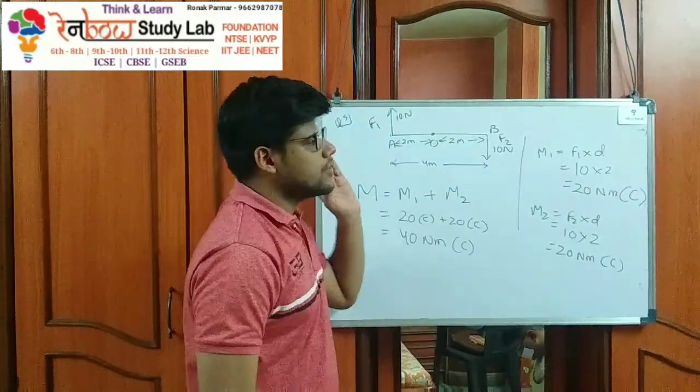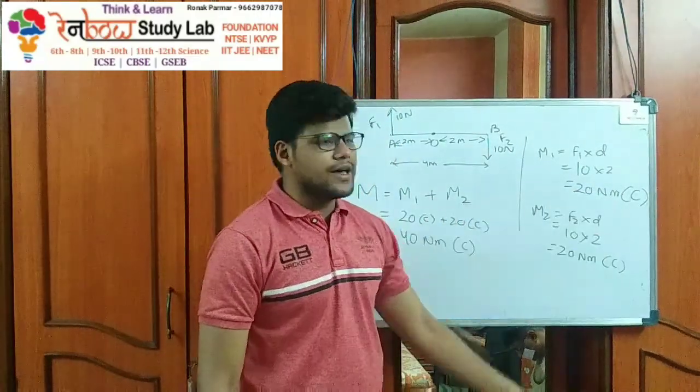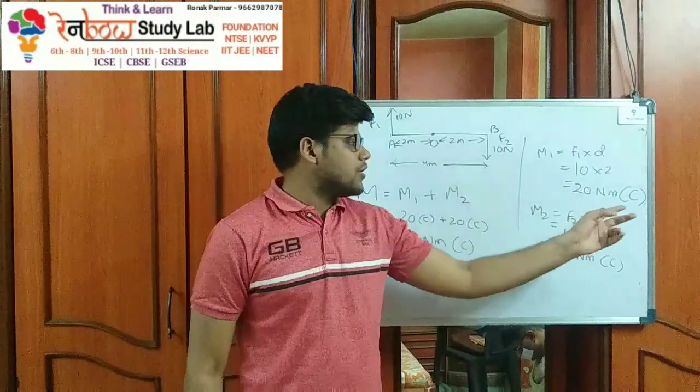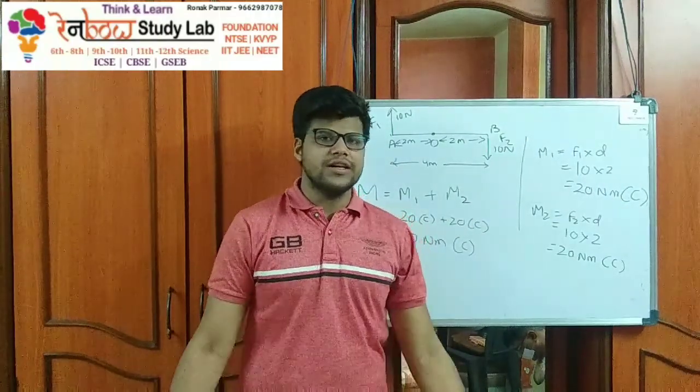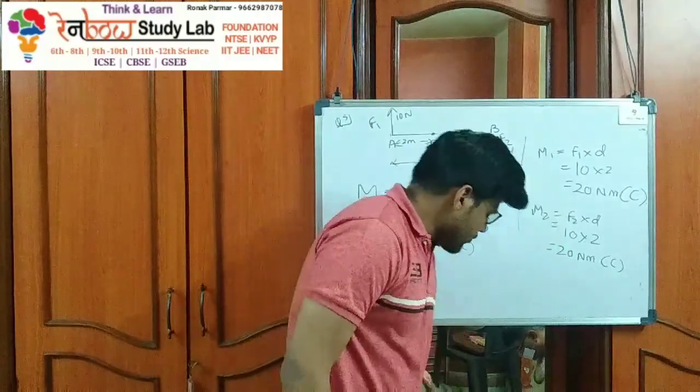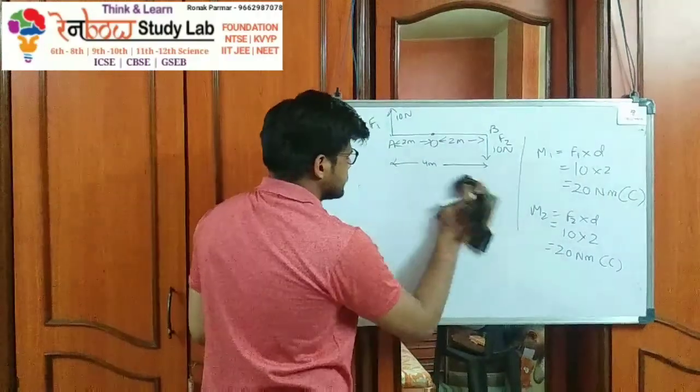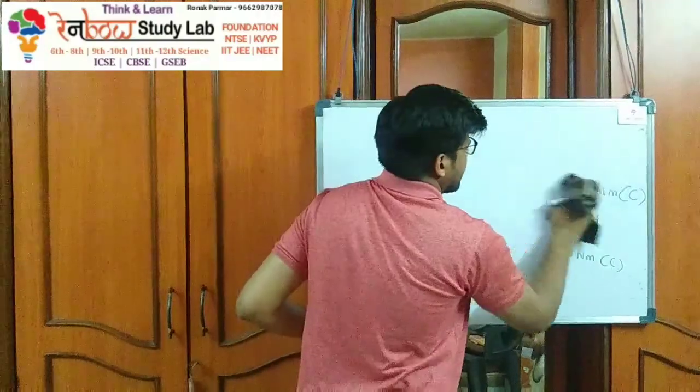This is question number 5. If both of them are in a similar direction, they will add up. If one is clockwise and one is anti-clockwise, then subtraction. We will move to question number 6.